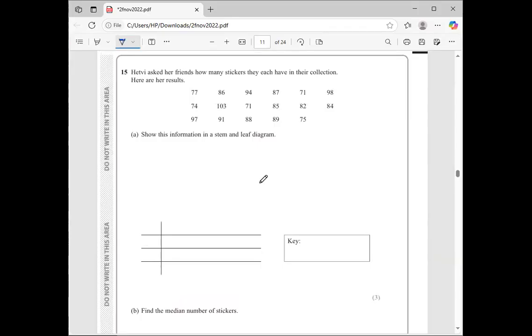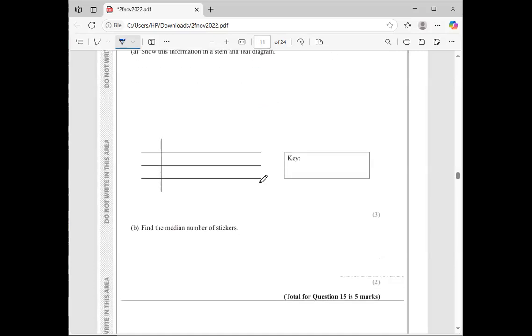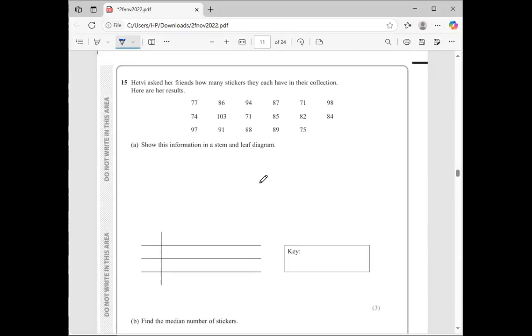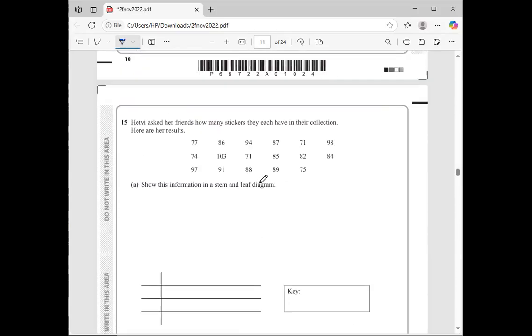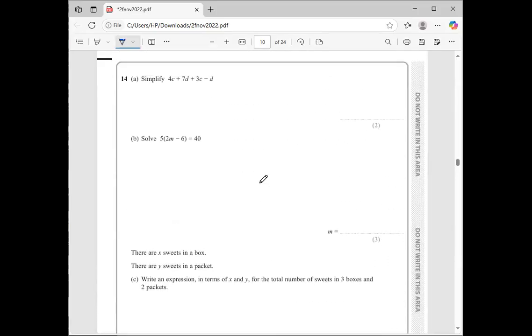Okay, so I'm going to leave this stem and leaf diagram. You seem to be an expert in it. Am I right? Yes. Median number. Median is also the one that's in the middle. So I'll leave that for you. After arranging things, the one that's in the middle.